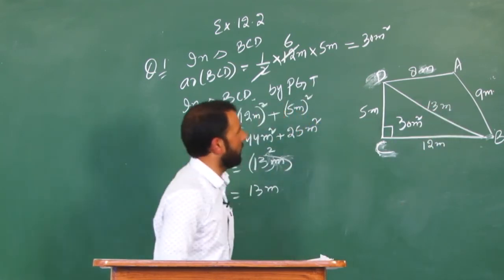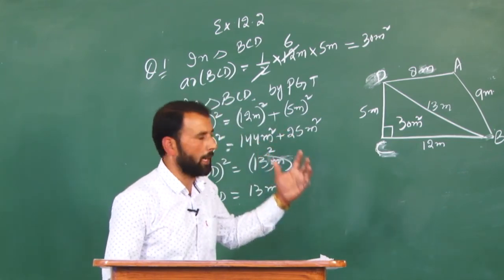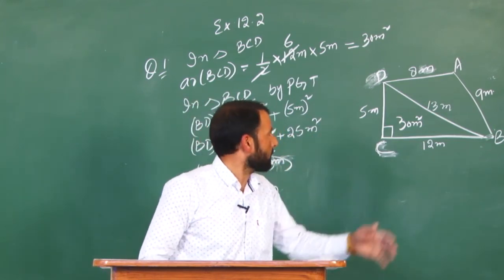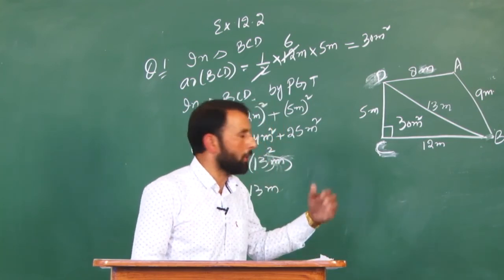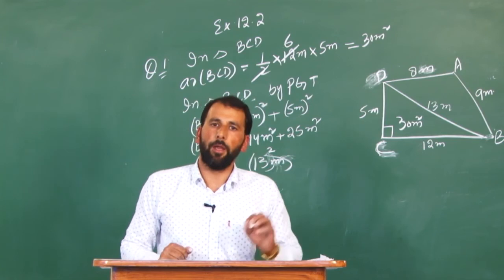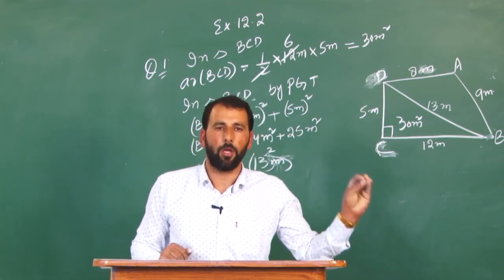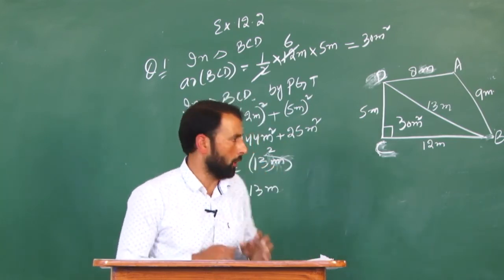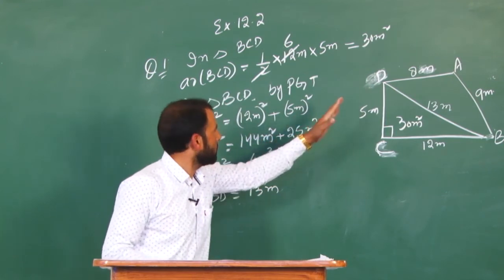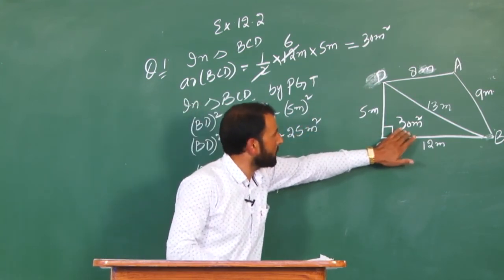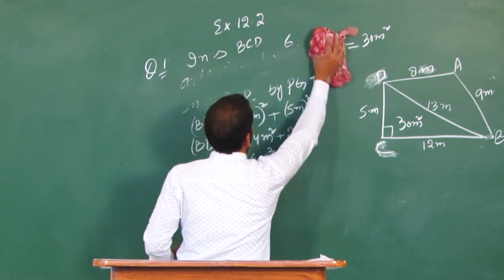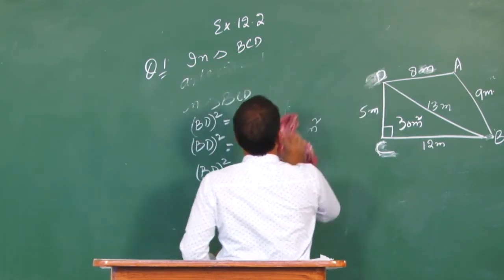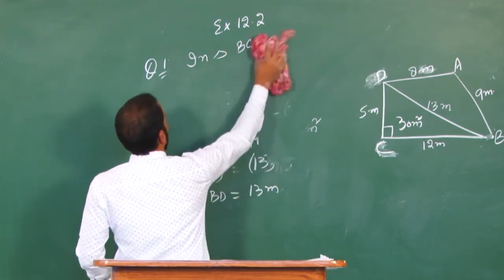Now in this triangle, we have all three sides. AB is 9, AD is 8, and BD equals 13 meter. Now we have three sides of the triangle given. We use Heron's formula for finding the area of this triangle. The area of triangle BCD is 30 meter square. Now we find the area of triangle ABD by using Heron's formula.